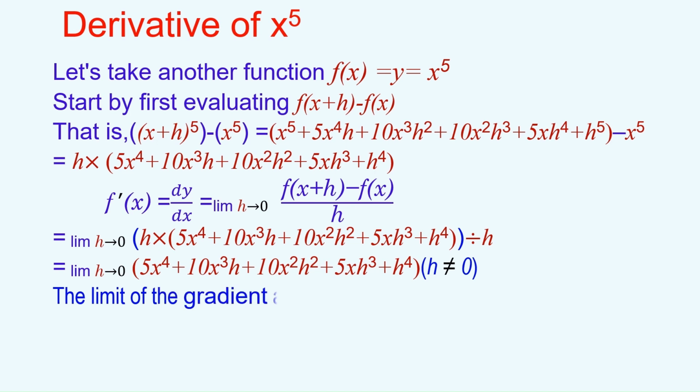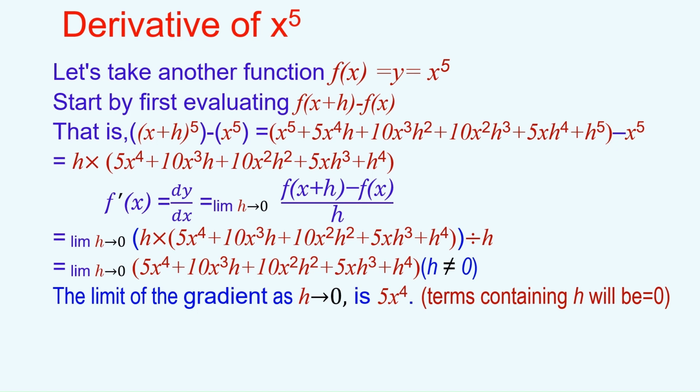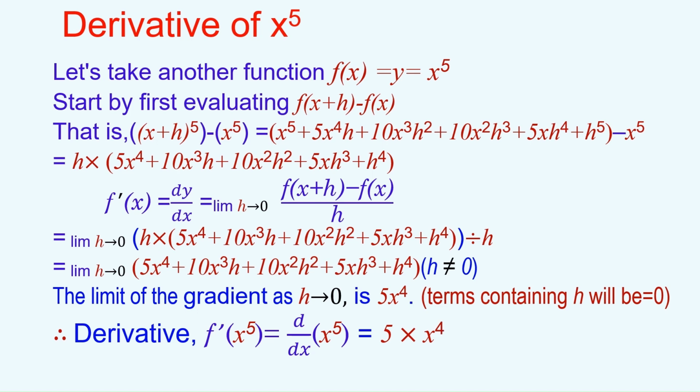Note here, h is not equal to 0. The limit of the gradient, as h tends to 0, is 5x^4. Terms containing h will be equal to 0. Therefore, the derivative f'(x^5) = d/dx x^5 = 5 times x^4.